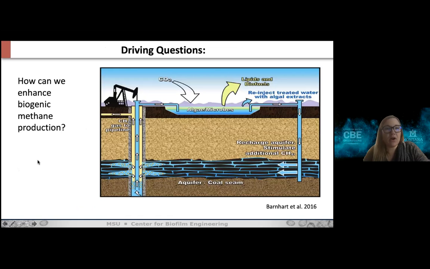So what our overall goal is: how can we come up with a strategy? I work with a lot of engineers on this project to enhance biogenic methane production. So is this going to be through bioaugmentation? Do we put organisms down well to try and stimulate methane production? Do we do biostimulation, where we actually put a substrate down well to get more methane production, or do we just leave it alone and wait for a really long time? So this is kind of what we're trying to investigate: what substrate should we put down well?